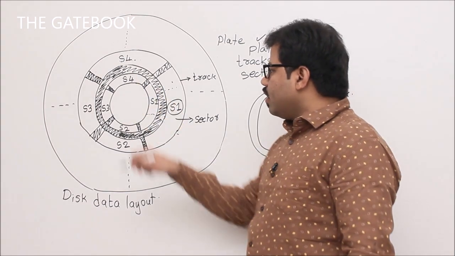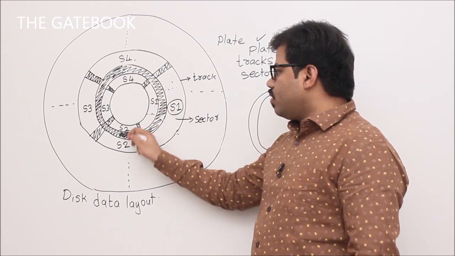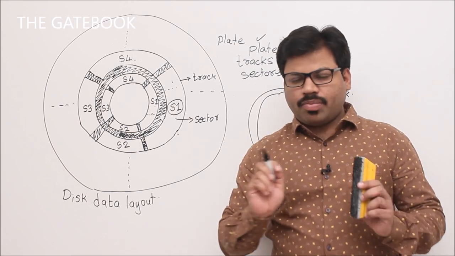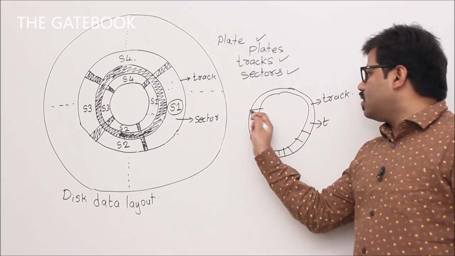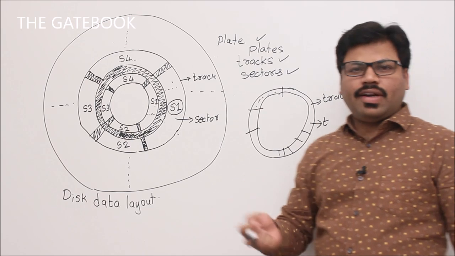In each track, we will be having some sectors. That means a track is divided into sectors. Finally, a disk is nothing but a set of plates. Each plate has a set of tracks. Each track has a set of sectors like this, where in each sector we are going to store the data.